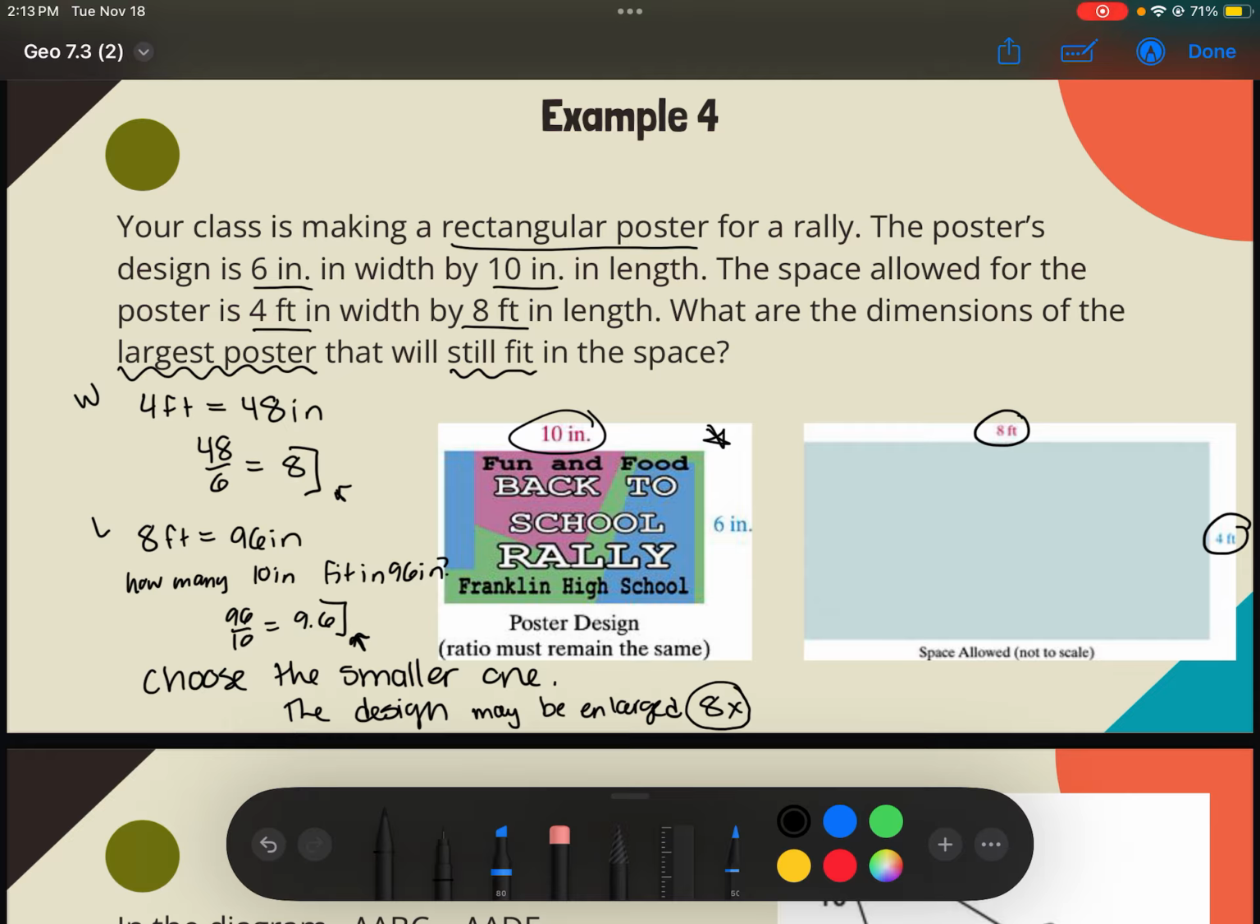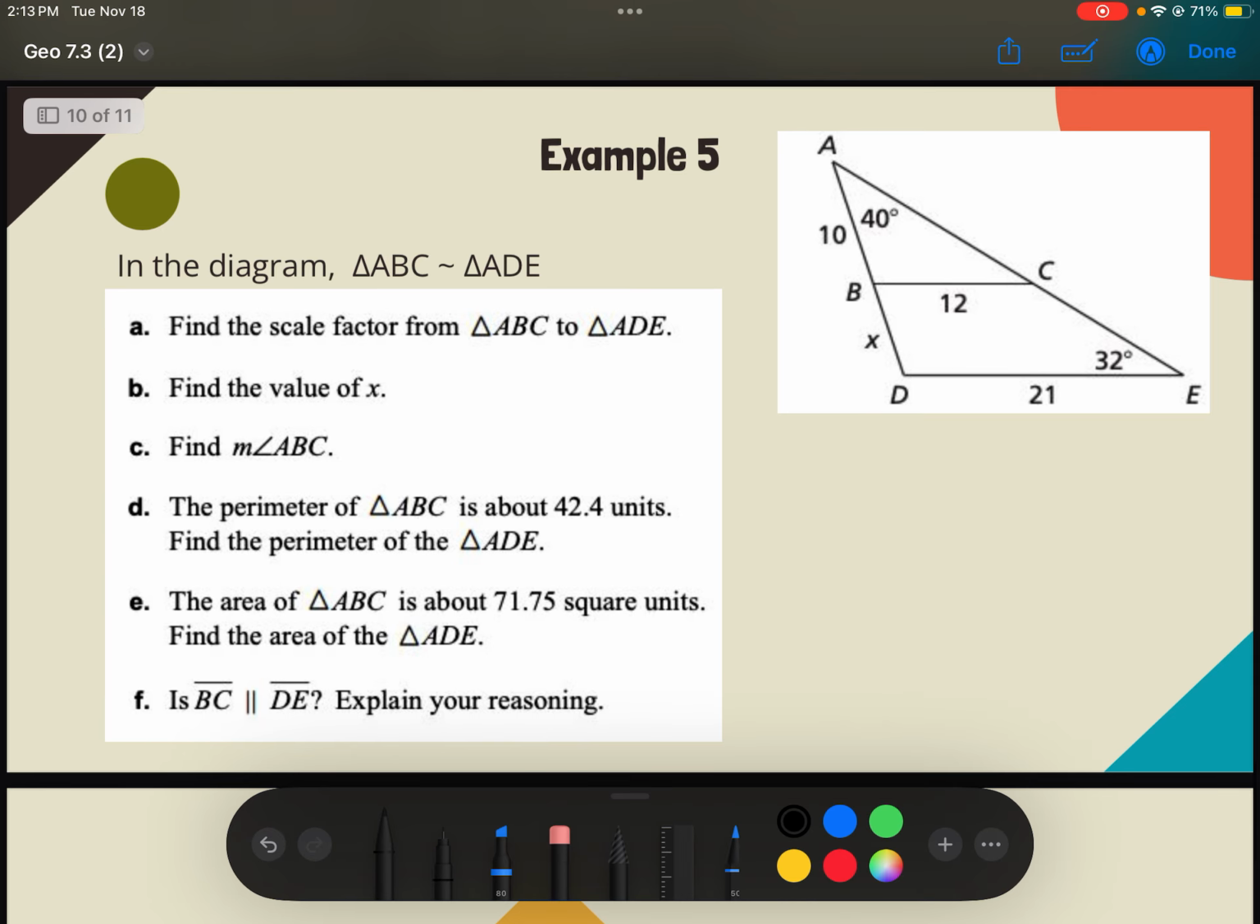Alrighty, folks, we have one more example. This is a 6-parter. So take a moment to draw in your diagram. We have a couple of triangles over here, and they are telling us that triangle ABC is similar to triangle ADE. So everything we know about similar figures, we can apply over here. First thing they want us to do is find the scale factor from triangle ABC to ADE.